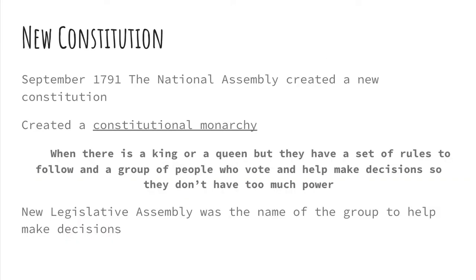So the new Constitution. September 1791, the National Assembly created a new Constitution. This created a constitutional monarchy. A constitutional monarchy is when there is a king or a queen, but they have a set of rules to follow and a group of people who vote to help make decisions so they don't have too much power. Make sure that you have that written down, maybe highlight it or something. The new Legislative Assembly was the name of the group to help make decisions. The new Legislative Assembly was going to be in charge of helping the king or queen make decisions.